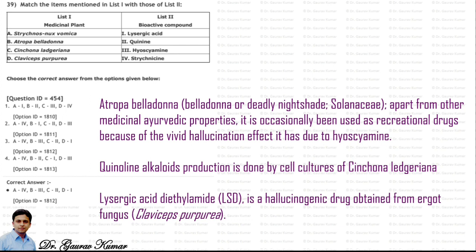And quinoline alkaloid production is done by cell cultures of Cinchona ledgeriana. So we know that in any case, quinine is obtained from the bark of the cinchona tree. It is a very important drug in malaria. But now to obtain more amount of quinine, we do the cell cultures of cinchona and we get the alkaloid from there. Okay, and lysergic acid diethylamide. So what is that? Lysergic acid diethylamide, LSD, is a hallucinogenic drug obtained from ergot fungus, Claviceps purpurea.